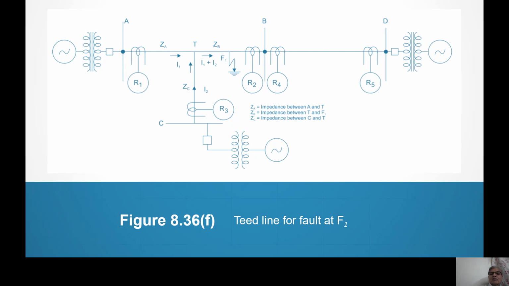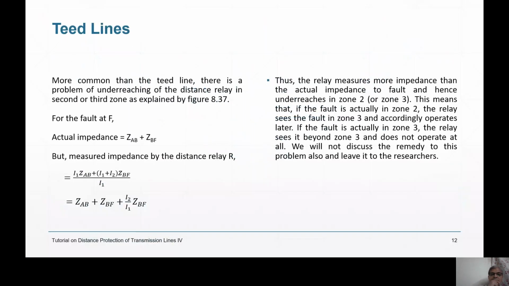But what does it do? It has got the information of current, but it does not have information of voltage, because what is voltage? Voltage is I1 into ZAT plus I1 plus I2 into ZTF1. That is the problem, right? My problem is this: I1 into ZAB plus I1 plus I2 ZBF, upon I1.